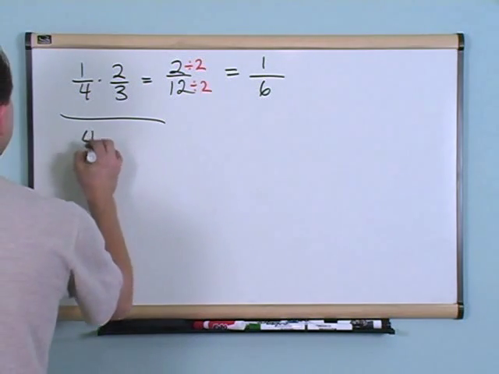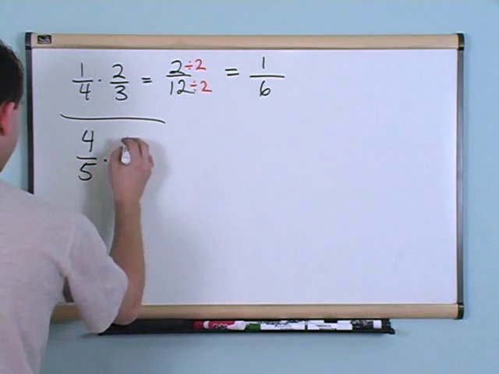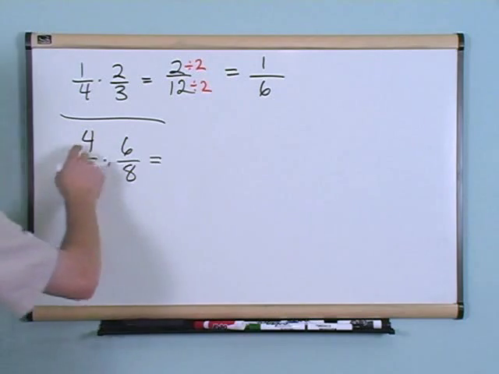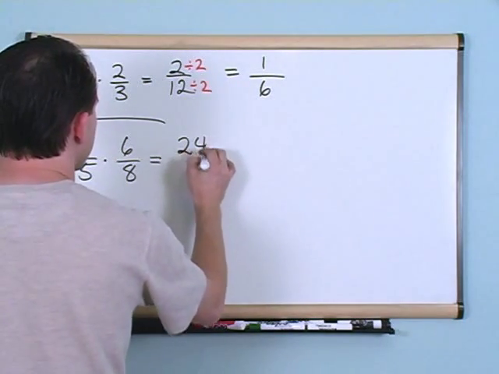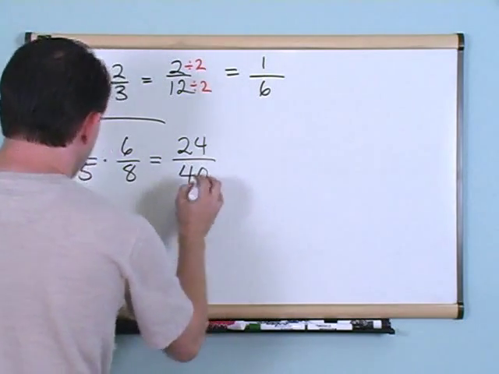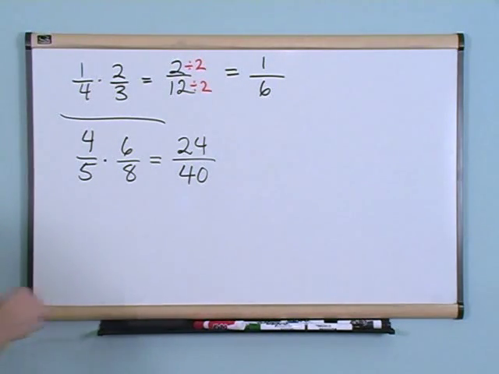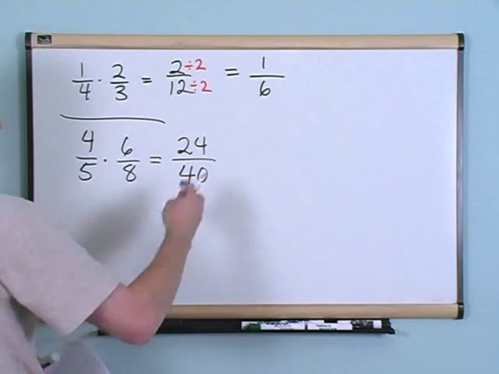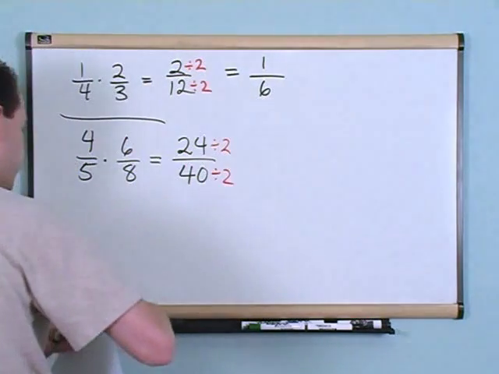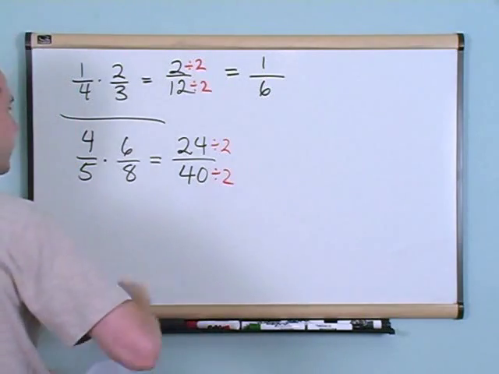What if you had 4/5 times 6/8? Again, multiply the tops. 6 times 4 is 24. Multiply the bottom. 5 times 8 gives you 40. And then you always have to ask yourself, can I simplify? Yes, I can. I know that I can divide the top by 2, so I'm going to divide the top and the bottom by 2, and I'm going to see where that gets me.